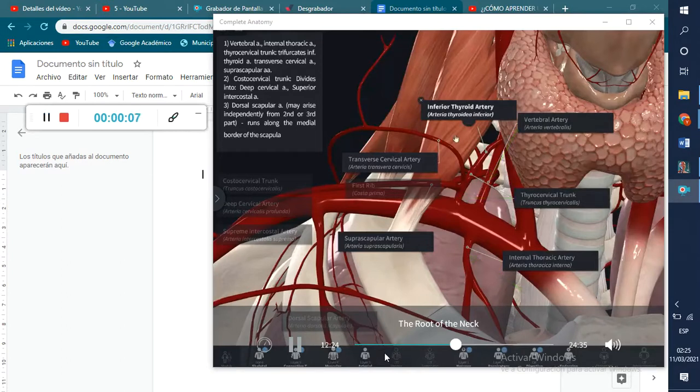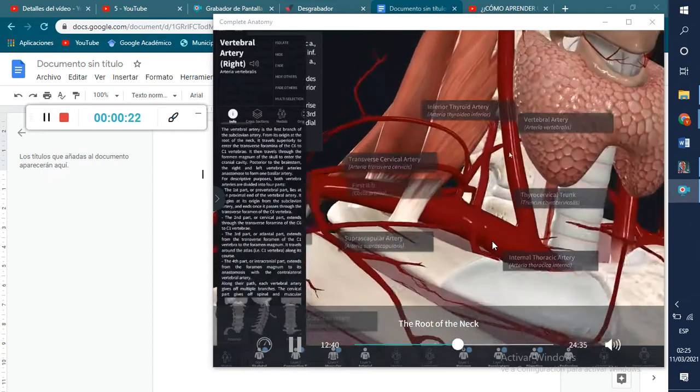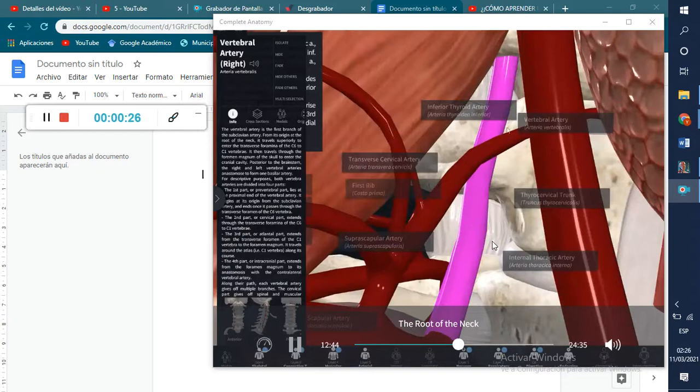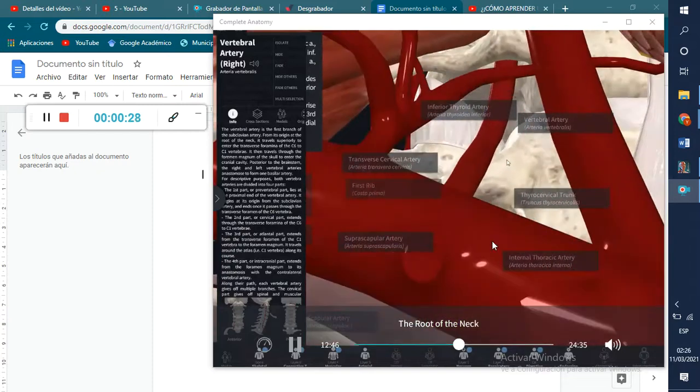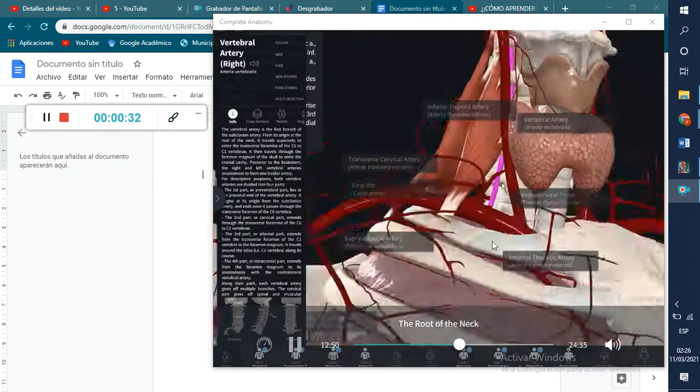into the inferior thyroid artery, the transverse cervical artery, and the suprascapular artery. Remember that the vertebral artery will travel straight upwards towards the cranial cavity, and on its way up, it'll start entering the transverse foramina of the cervical vertebrae at cervical vertebra C6.